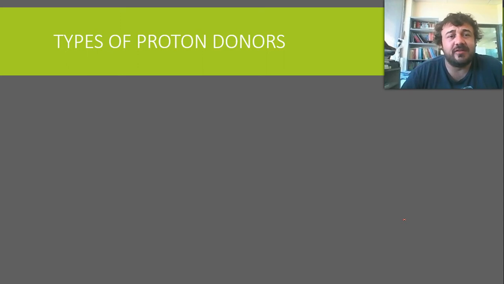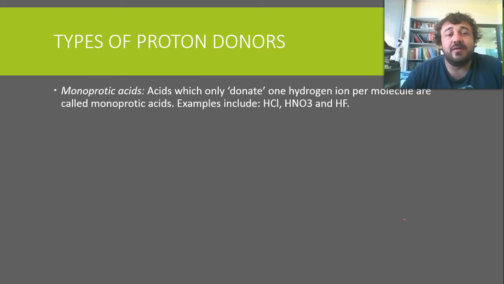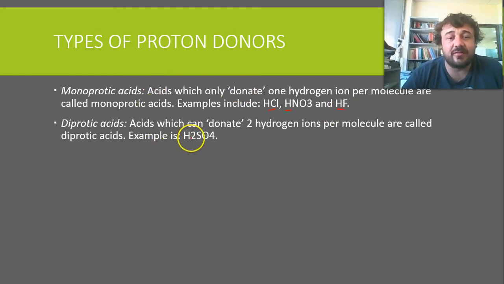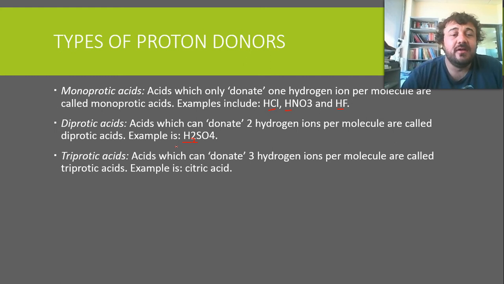So types of proton donors, this is pretty straightforward. Basically, you've got monoprotic acids which donate one proton, so monoprotic. There you can see there. You've got diprotic, a good example, that should be a 2 down there, but there's 2 hydrogens there, so 2 protons. So sulfuric acid will donate 2 protons. And we've got triprotics, which can donate 3. Citric acid is the good example of that, which we will use most commonly.